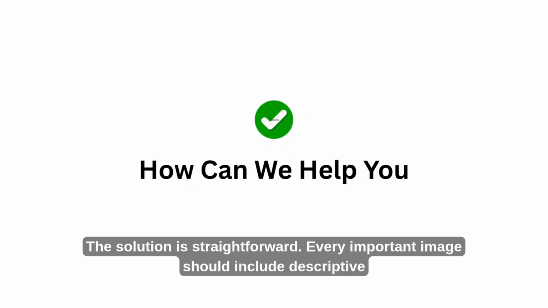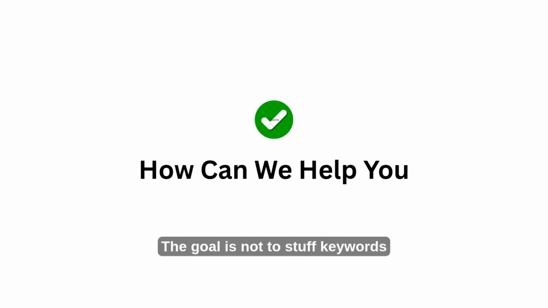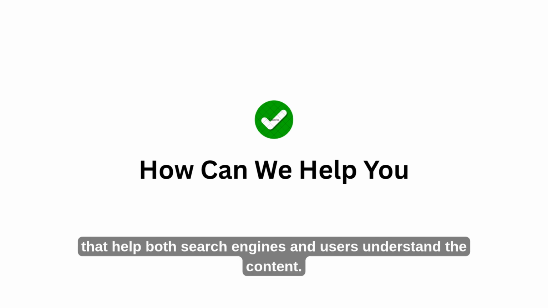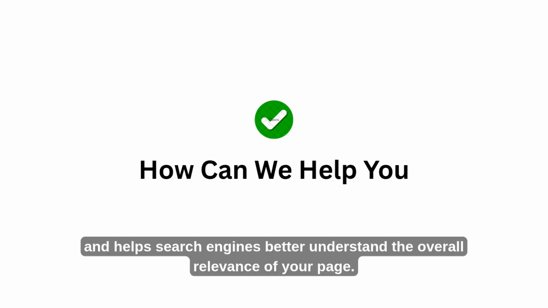The solution is straightforward. Every important image should include descriptive alt text that accurately explains what the image shows. The goal is not to stuff keywords into alt attributes but to provide meaningful descriptions that help both search engines and users understand the content. This simple optimization improves accessibility, strengthens image search engine optimization, and helps search engines better understand the overall relevance of your page.